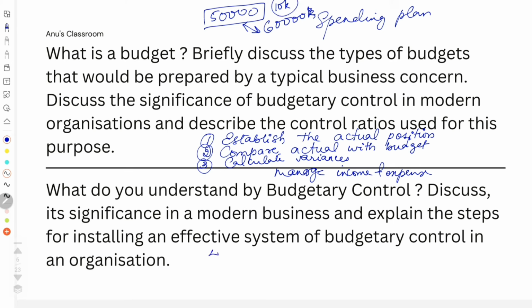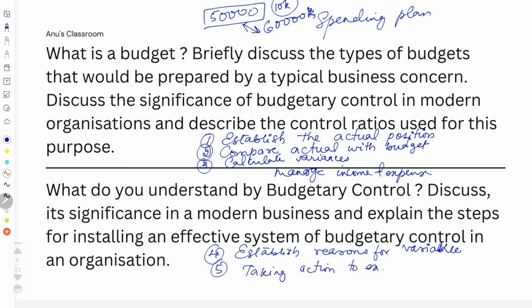Okay, then after that, the fourth step is establish the reasons for this variance. So naturally, we'll find out that this 10k extra has come up because we have planned a birthday party, right? Now the fifth is take action to exert control. So what we'll do now?